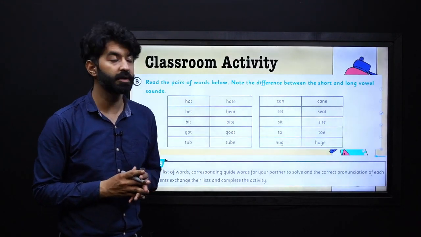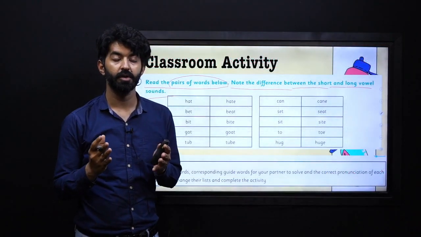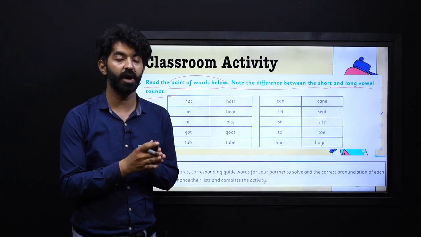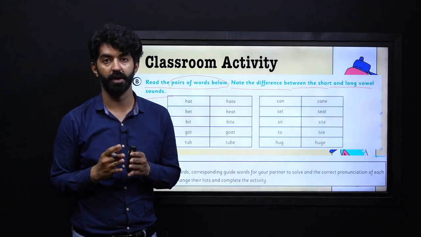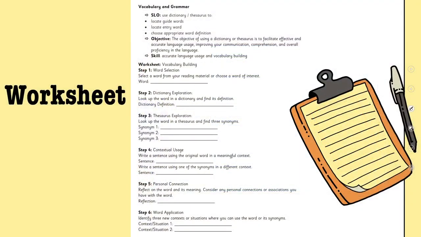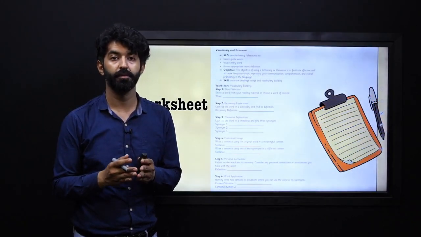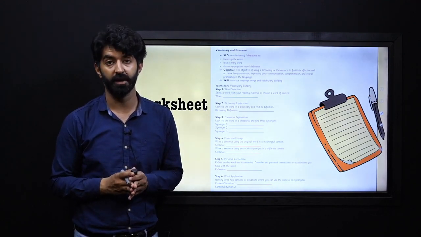For your classroom activity, we have a prompt, a question for you. Read the pair of words below. Note the difference between the short and long vowel sounds. When you read these words clearly, you can see which one is using a shorter vowel and which one is using a long vowel. This is your worksheet. It will be distributed among you by your teacher or facilitator, and you can solve it for your better understanding.